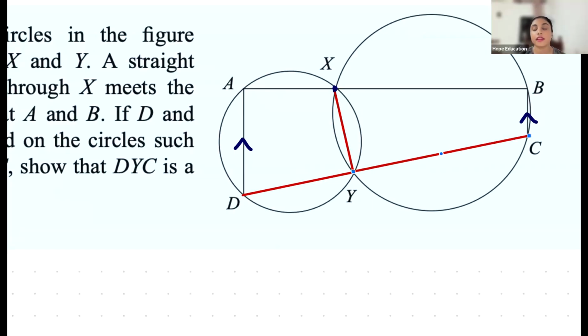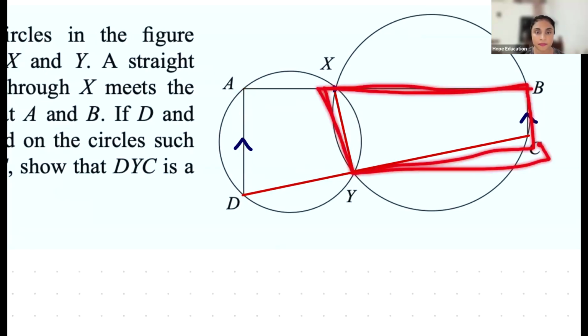Can you see that I have created two cyclic quadrilaterals? One is this one, AXDY. So that is one cyclic quadrilateral. In addition to that, there is also BXYC, the other cyclic quadrilateral. So there are two cyclic quadrilaterals.